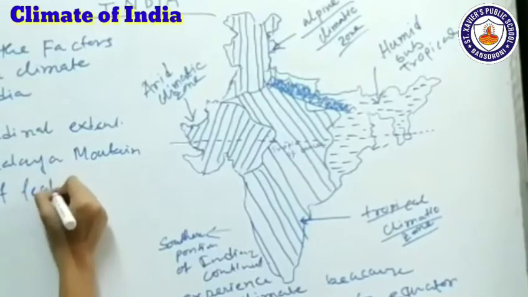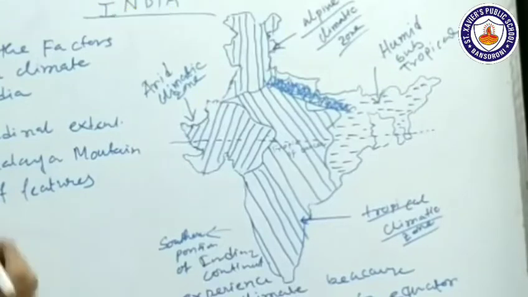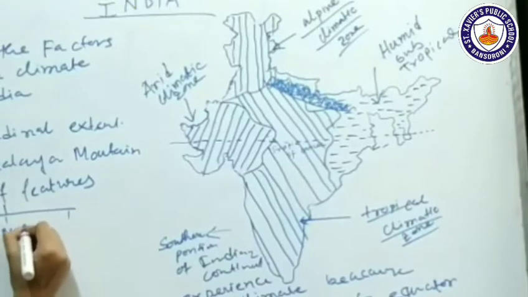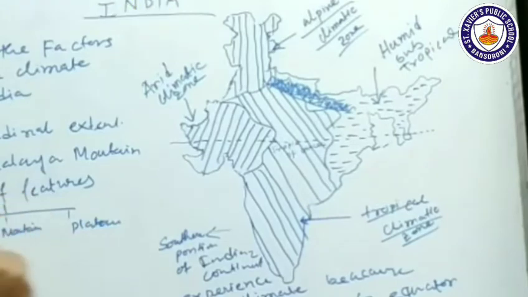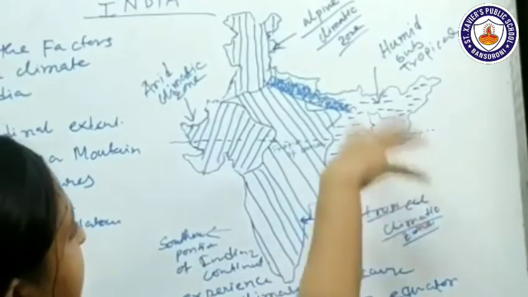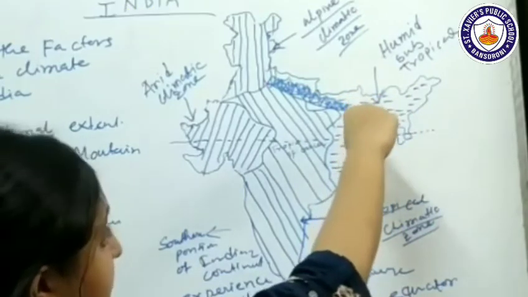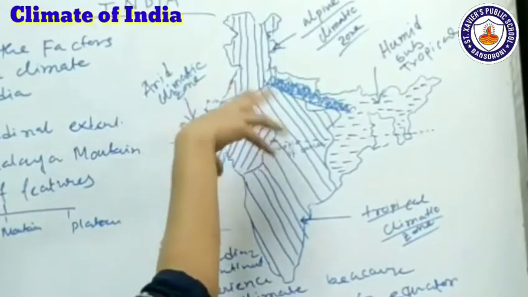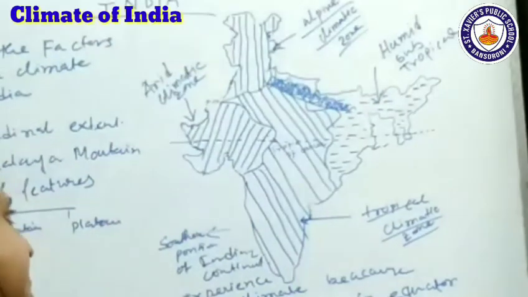The third is relief features. What are relief features? We know that relief features are divided into three parts, right? Plain, mountain, and plateau. If you consider the plain, the plain region mainly lies over this portion: Bihar, Jharkhand, West Bengal, Odisha. These portions are bounded by the plain region, and also the Rajasthan part and Gujarat part. It's not an undulating portion. It's also a plain portion.